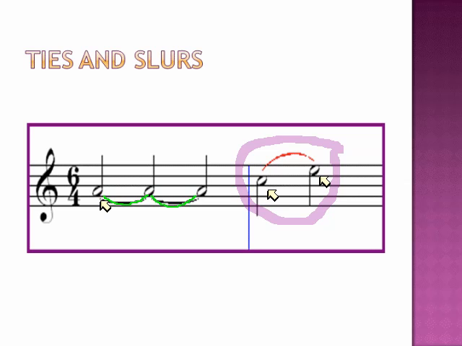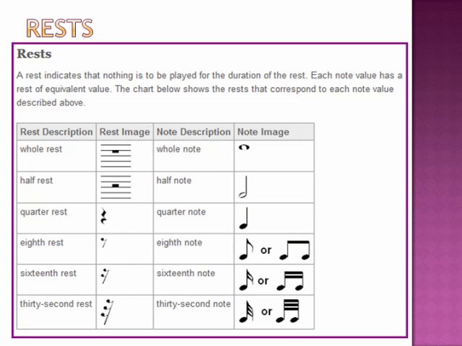That's ties and slurs. Something that you may or may not run across. I think actually, not slurs you won't, but in a couple of the examples you might have a note that is tied across the bar a little bit later on in the lessons.